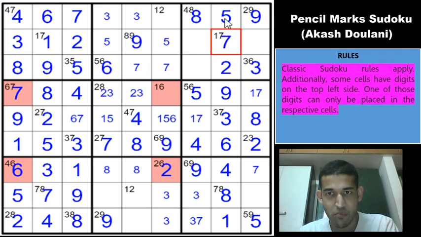And remaining digits in box 3 are 1, 4 and 6, but 4 is in column 7, so this will be a 4 and remaining are 1 and 6, but 6 is here, so this is a 6, this is a 1, which in turn gives us 7 here and a 1 here.